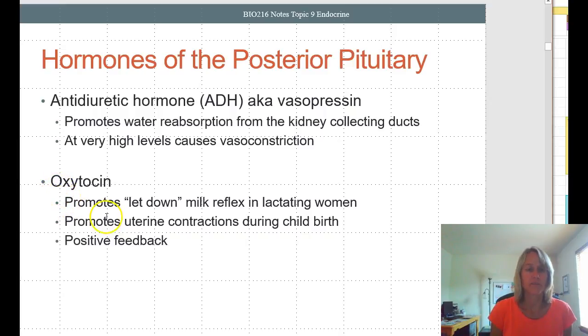Oxytocin is responsible for the let down milk reflex in lactating women, and it also promotes uterine contractions during childbirth. This is one hormone that operates under a positive feedback mechanism. For instance, with uterine contractions, contractions of the uterus cause dilation of the cervix. Dilation of the cervix causes more release of oxytocin. And this continues until the size of the cervix goes from about the size of a Cheerio to about the size of a bagel, and then the baby is ready to be delivered.